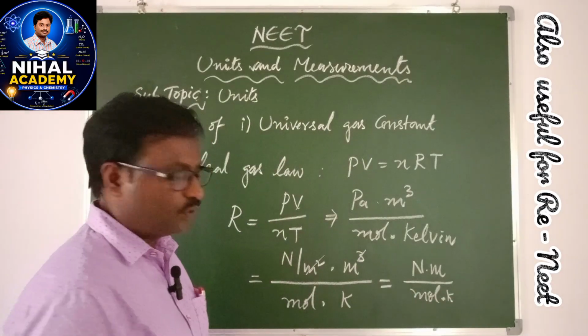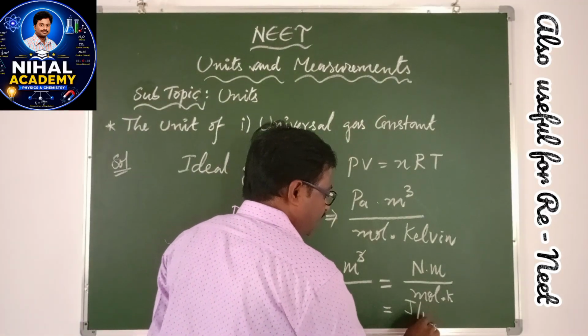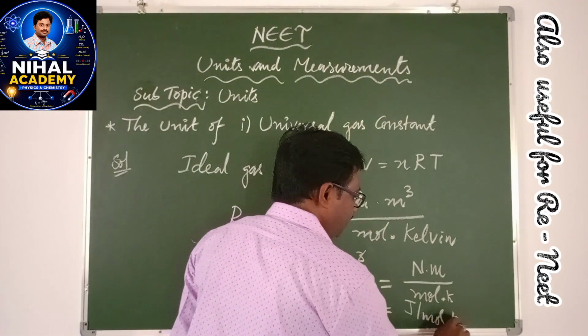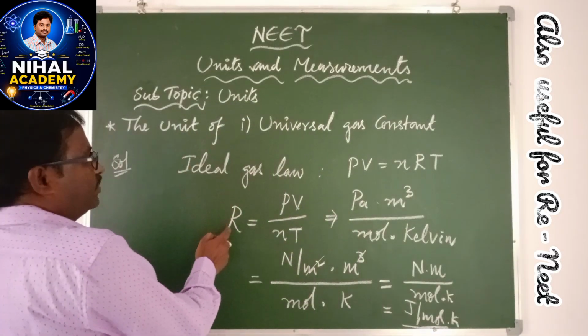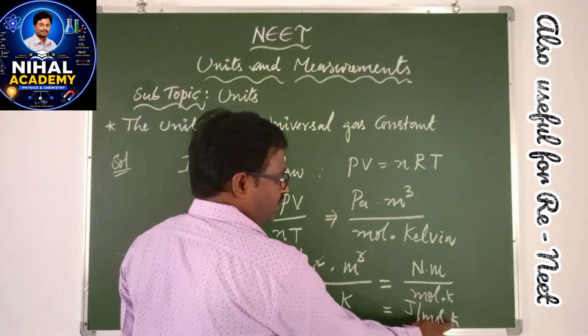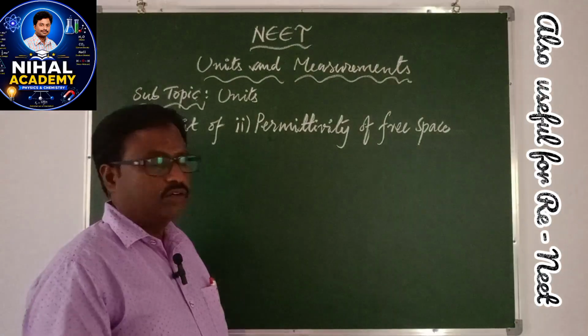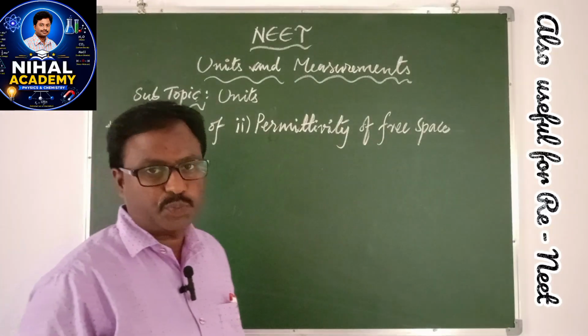Newton meter is equal to joule. So joule per mole Kelvin. So the unit of universal gas constant R is equal to joule per mole Kelvin. So now also the second question, the unit of permittivity of free space.